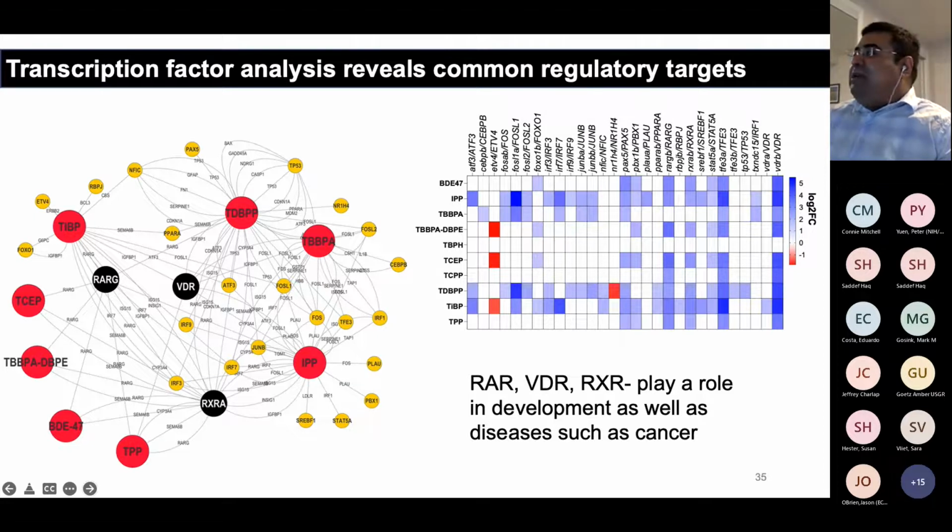And as you can see here, this also showed a large number of common transcription factors disrupted across flame retardants, including transcription factors such as retinoic acid receptor, vitamin D receptor, and retinoid X receptors, which are known to play a role in development, but also in later stage diseases such as cancer. And therefore, this shows that we are able to predict an impact on these molecular targets using this model.